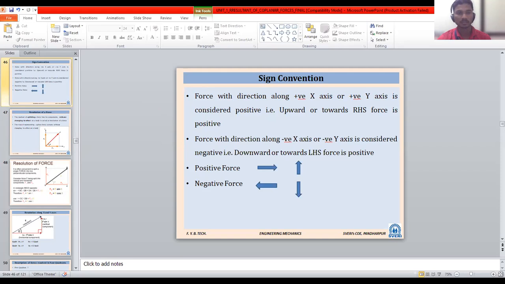Determine the components. Means what do we want? This problem, I think we just started yesterday. What is asked in this? Determine the components for force P is equal to 40 kilonewton. How much is it given? P is equal to 40 kilonewton. What is asked in this problem?